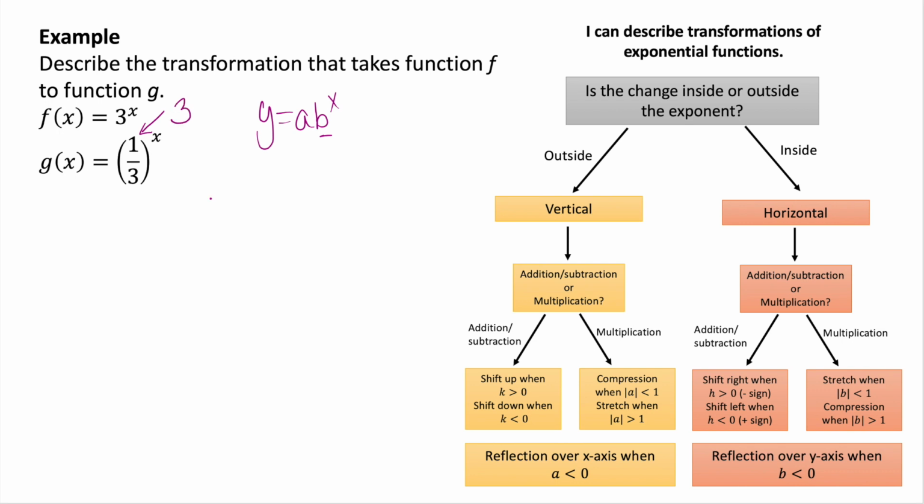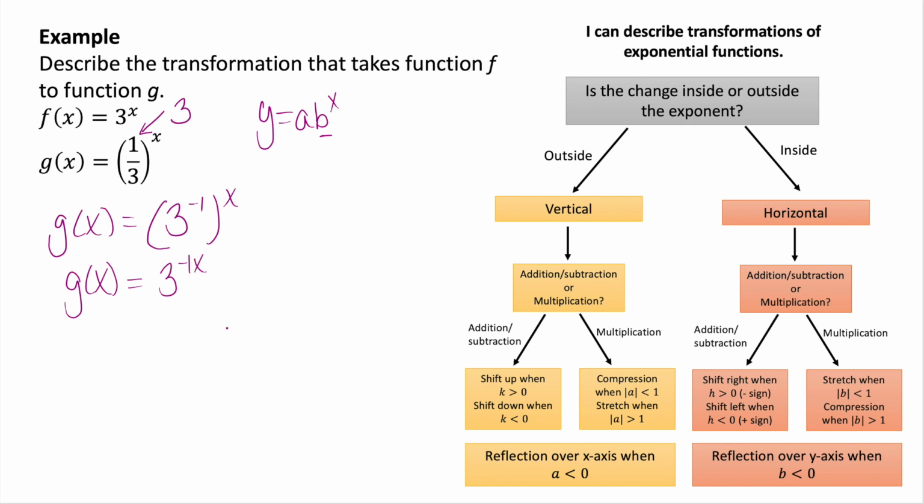If you remember the exponent properties, I can rewrite this as g of x equals 3 to the negative 1, because 1/3 is the reciprocal of 3, so I can write this as 3 to the negative 1, to the x. So when I rewrite that, that's going to be g of x equals 3 to the negative 1x.